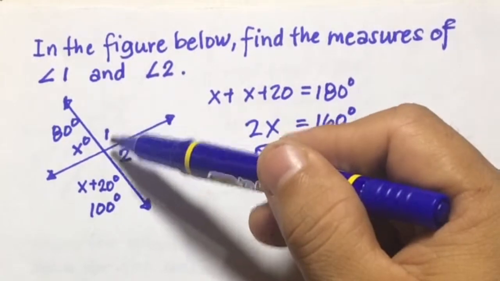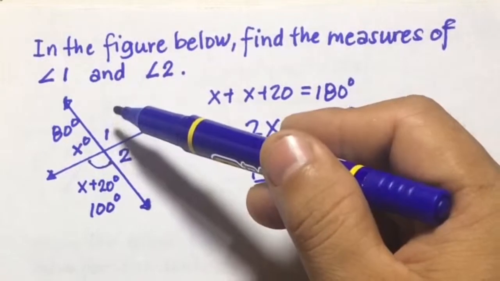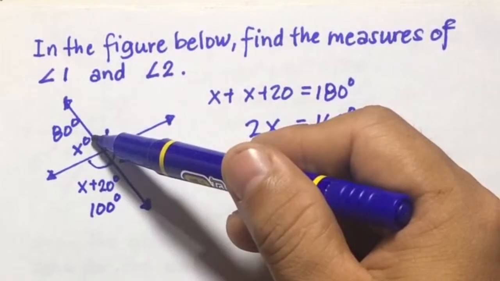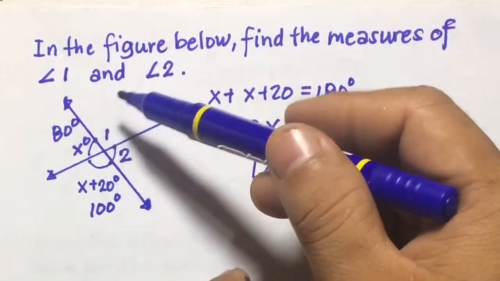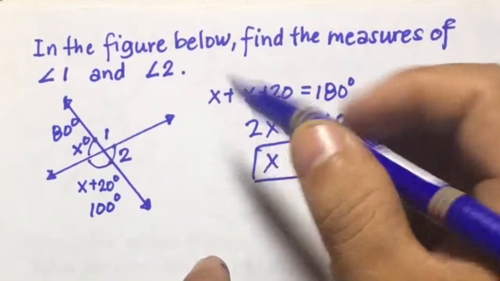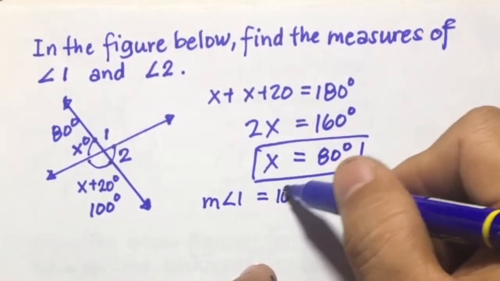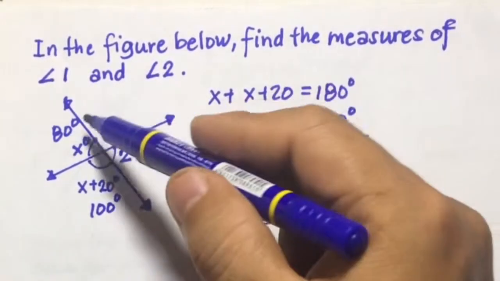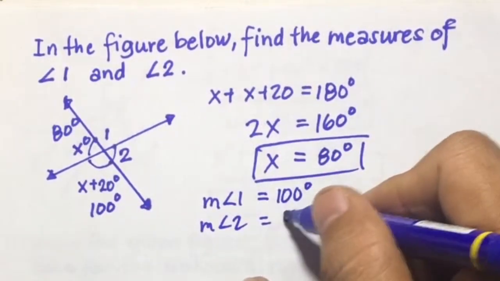So angle 1 here and x plus 20 degrees here are vertical angles, meaning they have the same measurement. And the same with angle 2 and angle x here, they also have the same measurement. So since they have the same measurement, x plus 20 here is 100 degrees. So we can have the measure of angle 1 equals 100 degrees. And the measure of angle 2, this is congruent to x, meaning its measure is also 80 degrees.